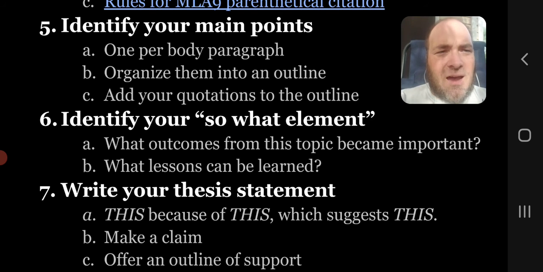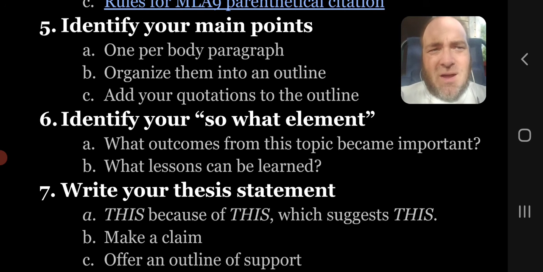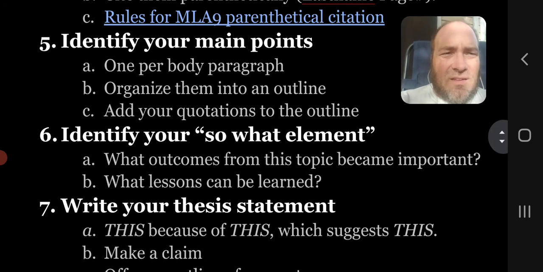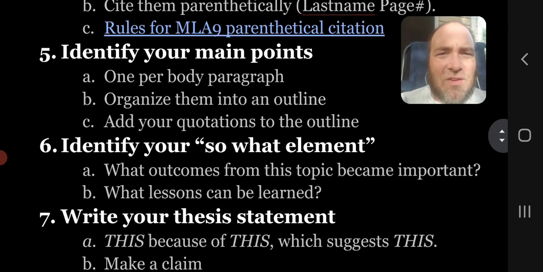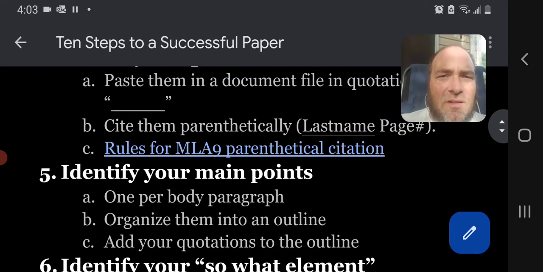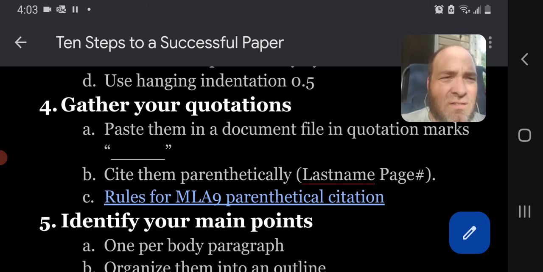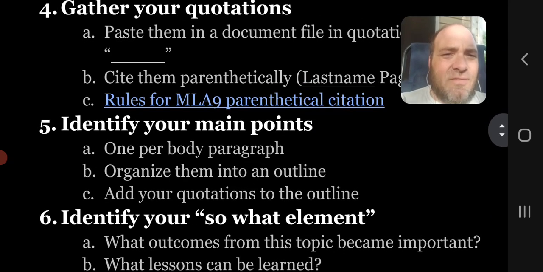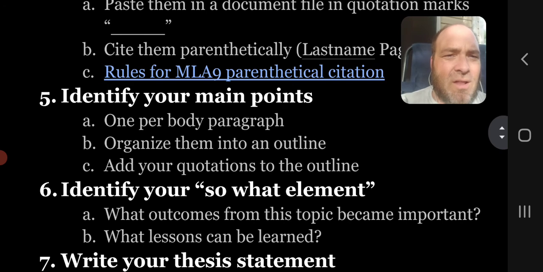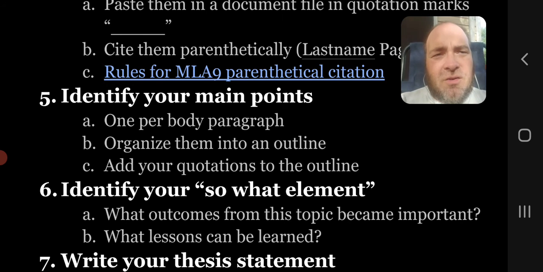How does it impact the future? What outcomes from the topic become important, or what lessons can somebody who is studying this learn or take away from it? That's going to be what we call a so what element. So I'm going to create an assignment and put it in the classroom with this video, but those are the things you should be working on this week. Gathering your quotations, writing them in a document, identifying your main points and turning them into an outline, and putting those quotations underneath the topic headings in your outline.